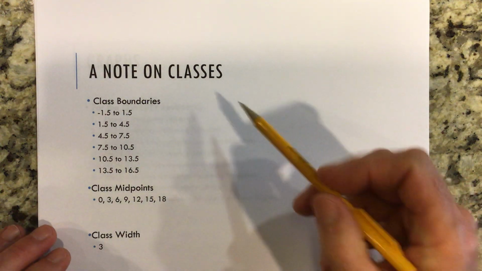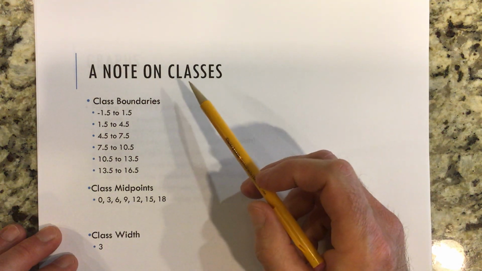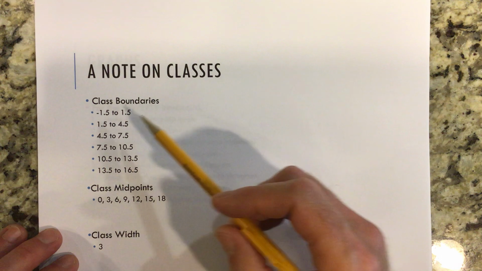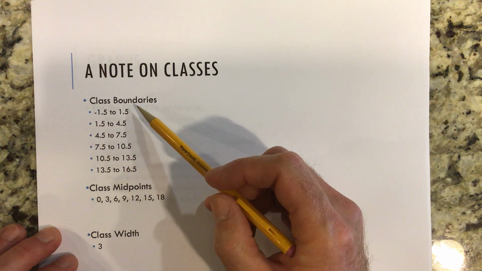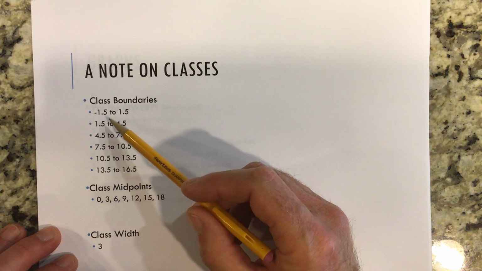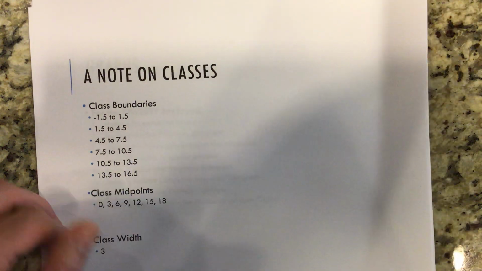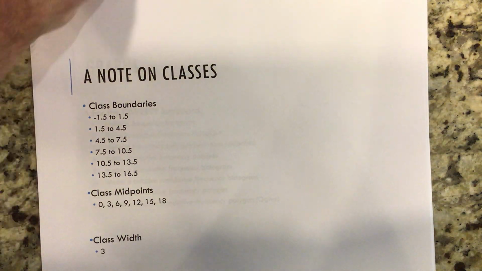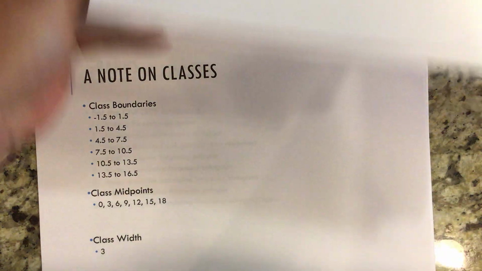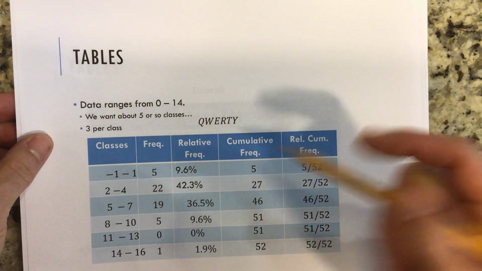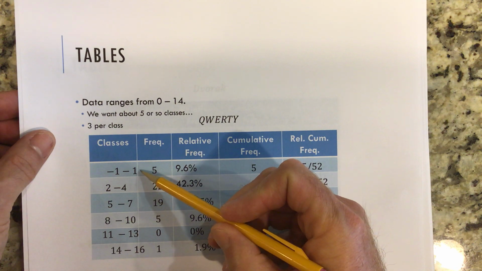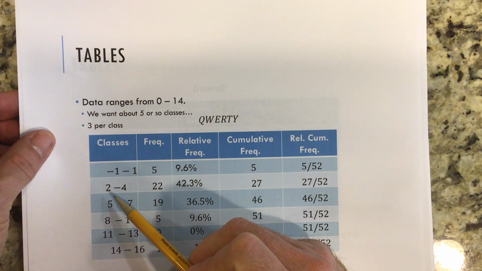Some notes. When you set up classes and you have numerical classes, you'll be creating what are called class boundaries. So a class boundary is where does one class end and the next class begin? So if we go back to our QWERTY example, our first class ends at 1 and our next class begins at 2.